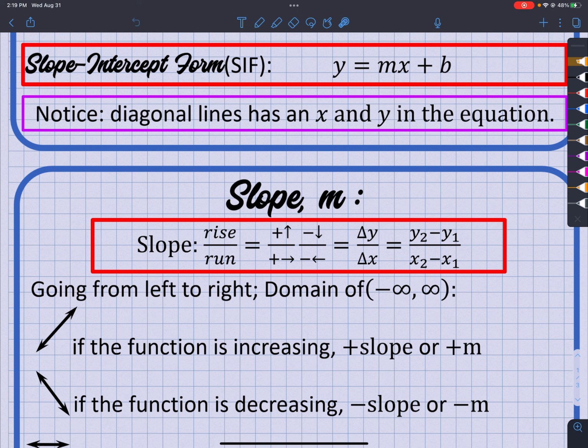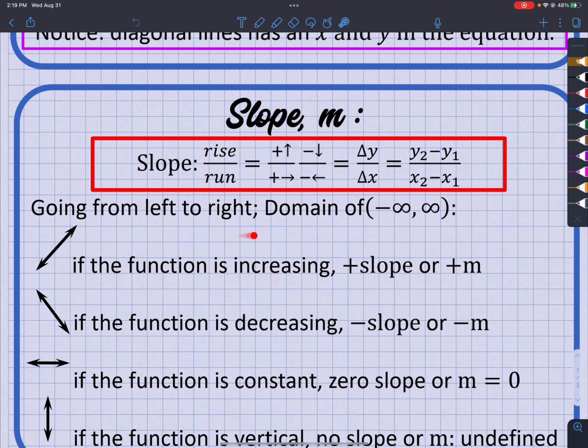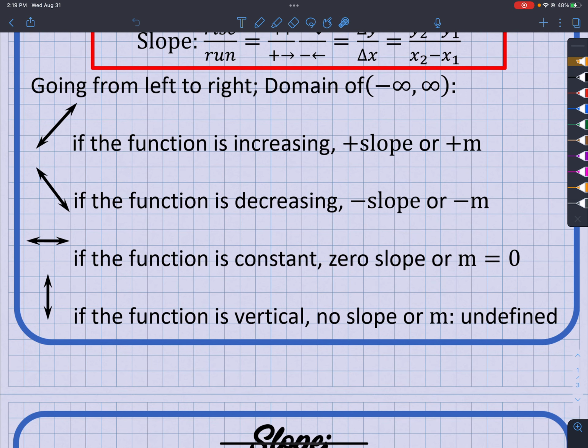As we travel from left to right on our graph, if it's going upward, then we have a positive slope. The function is increasing, we have a positive slope. If it's decreasing, then we have a negative slope. If it stays the same and constant, then we have a zero slope, because we will have zero fun if we're skiing on this slope. And if it's a vertical line, then there's no slope, or the slope is undefined.